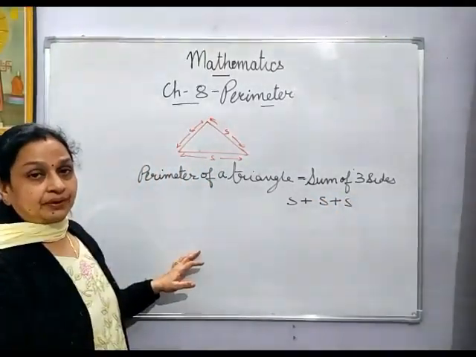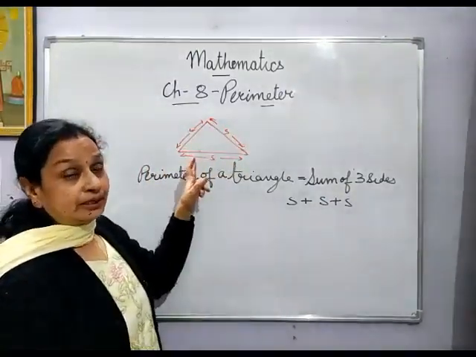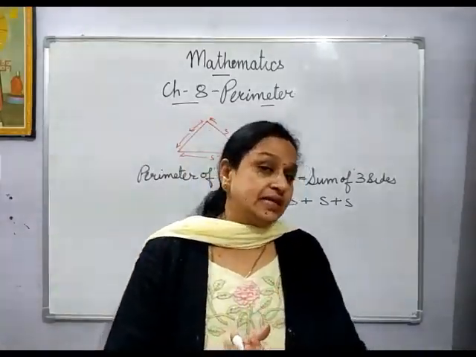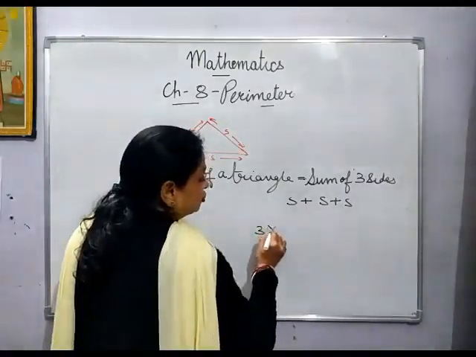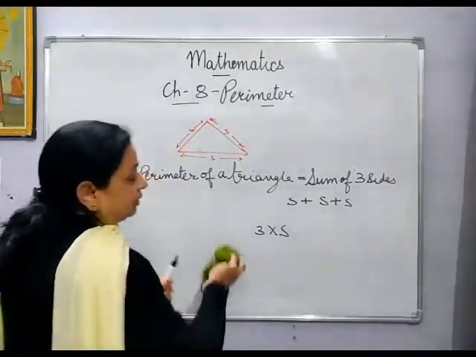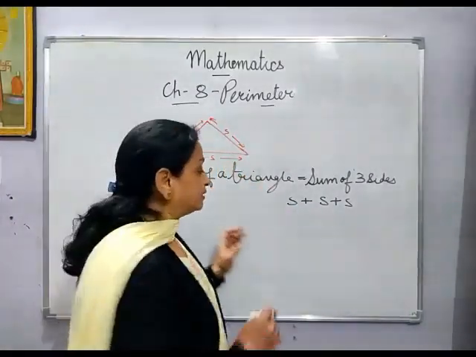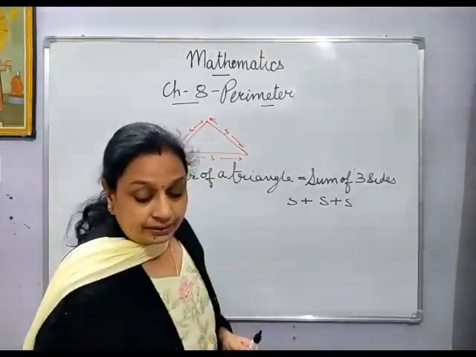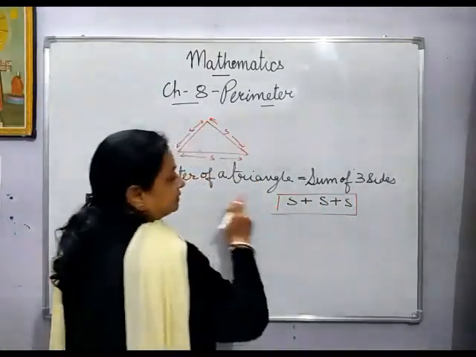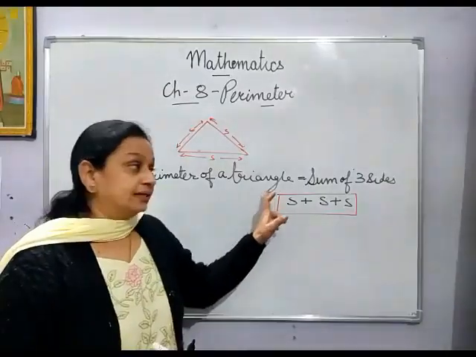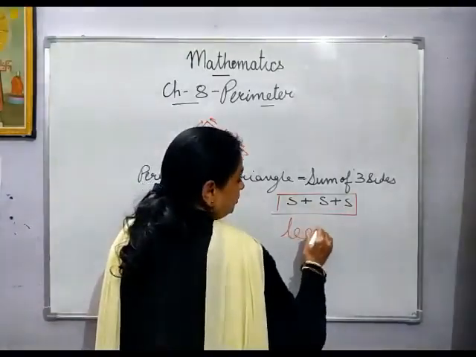Now remember children, the triangle may not be equilateral. Equilateral means all the three sides are equal. If all the three sides are equal, we can write 3 into S. But in our book, we are dealing with different sides. There will be different sides, so you will put down the values, add them, and calculate. The sum of 3 sides is the perimeter of the triangle. So this also you have to learn.